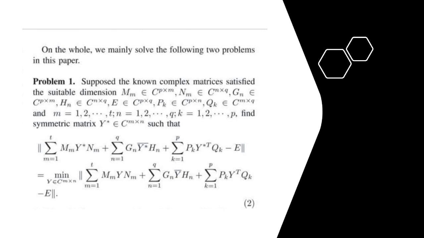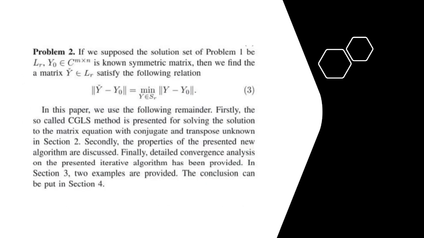Find symmetric matrix Y star belongs to C^(m×n) such that ... Problem 2. If we suppose the solution set of problem 1, L_R, Y0 belongs to C^(m×n), is a known symmetric matrix, then we find the matrix Y belongs to L_R satisfying the following relation: modulus Y minus Y0 equals the minimum over Y belongs to S_R of modulus Y minus Y0.